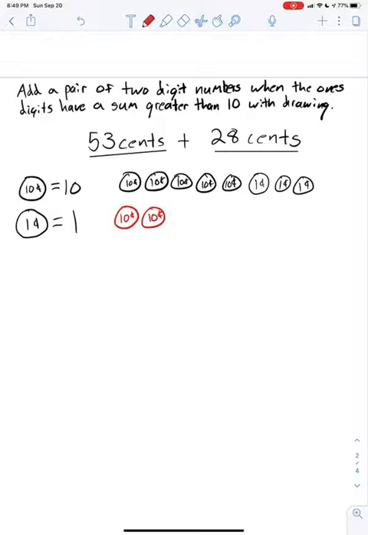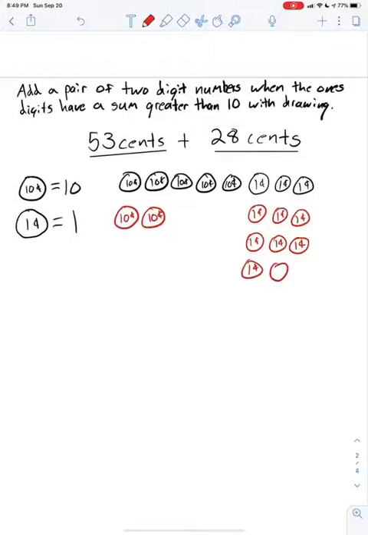But we also have to look at the 8 pennies. So we have 1, 2, 3, 4, 5, 6, 7, and 8. So now, if we look at these pennies, can we trade some of these pennies in to get another dime?